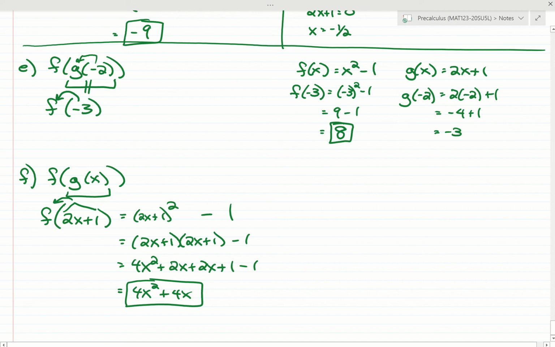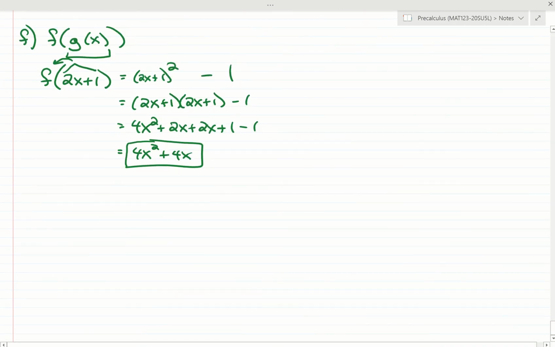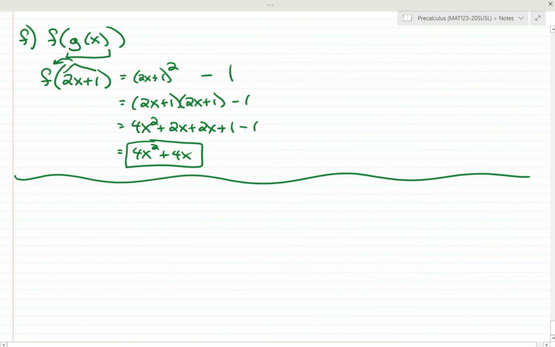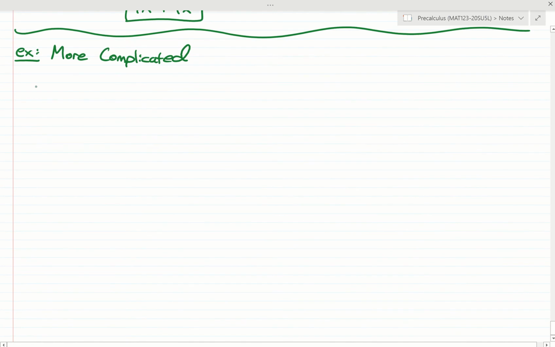So I told you before, I hope I didn't scare you, but there are going to be some fractions that you need to know how to work with. So let's take a look at some more complicated ones. This is the level that you could expect on an exam. So what if I told you that f of x was 6 over x minus 3, and g of x was 1 over x. Okay, so let's do 3 of these.